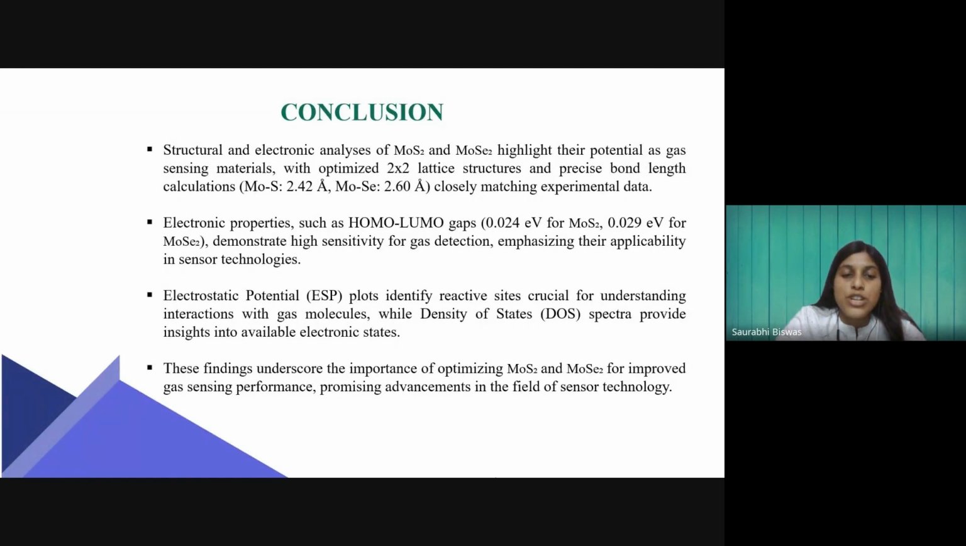The electrostatic potential plots highlight the reactive sites, crucial for understanding the gas interactions, while the density of states spectra provide insights into the available electronic states. In summarizing, optimizing MoS2 and MoSe2 enhances their gas sensing performance, promising significant achievements in sensor technology. It is very important for us to understand these crucial parameters of MoS2 and MoSe2 so that we can tune them and get our required selective gas sensor devices.